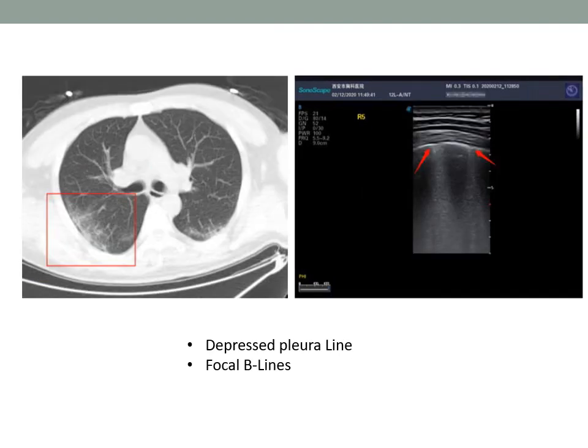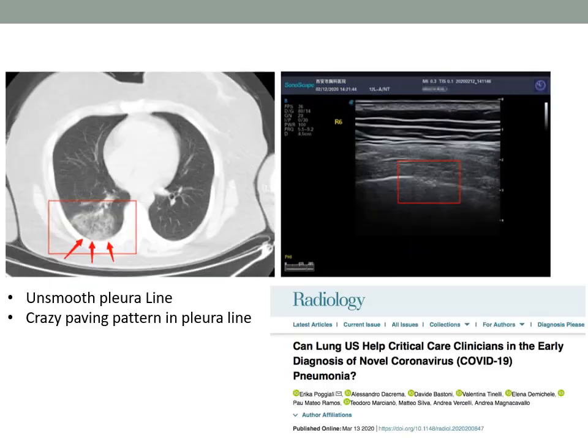So here you can see the pleural line is depressed, and again you can see B lines. This crazy paving pattern seems to be quite common in COVID. The pleural line, which is normally a bright white line, takes on a kind of speckled effect. There's a very nice letter to the editor from Poggiali et al., in which they looked at 12 patients with COVID whom they scanned, and 5 of those patients had this crazy paving pattern to the pleural line.